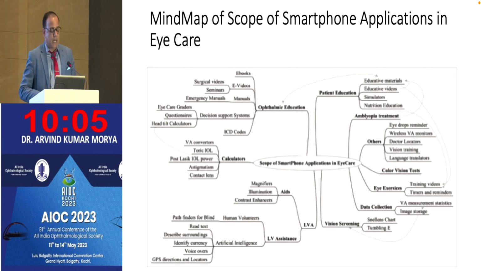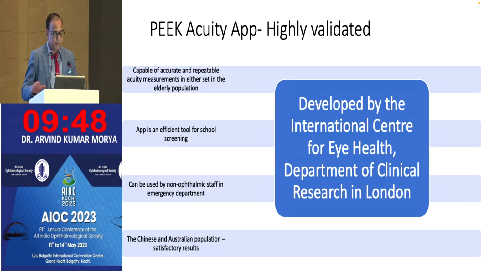So we look at the mind map of smartphone applications. It is not limited to ophthalmic education. There are a lot of applications for patient education. Then there are calculators, then there are low vision assistance applications, and of course vision screening. So these are the important applications.